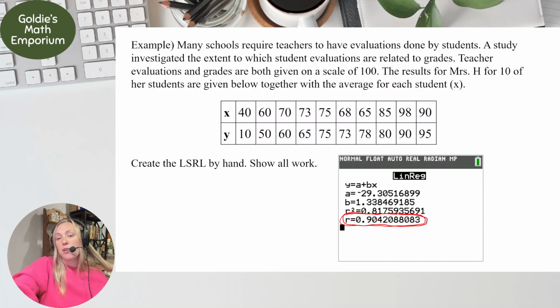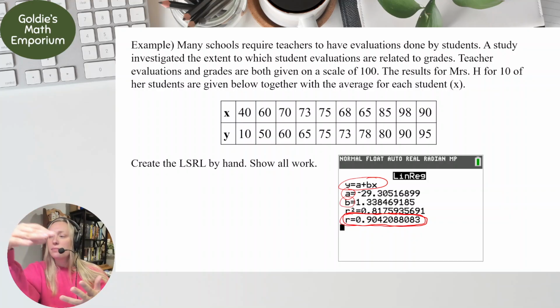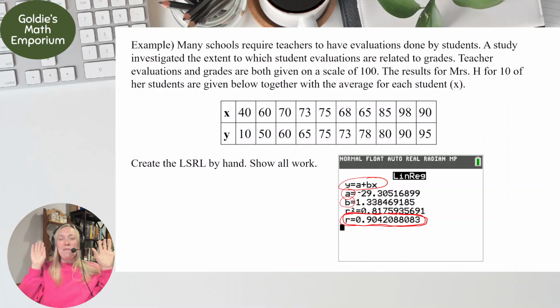The next thing I want you to note is that this has the equation y equals a plus bx, and this tells me what a and b should be, right? Lin reg, I just threw my pencil. Got my pencil. Lin reg, it came right back, so it's fine. Lin reg will tell you what your slope and y-intercept is going to be. So I know my y-intercept should be negative 29.3, and my slope should be 1.338.